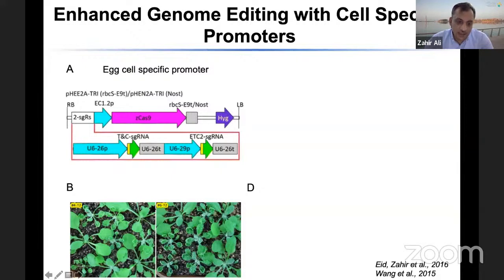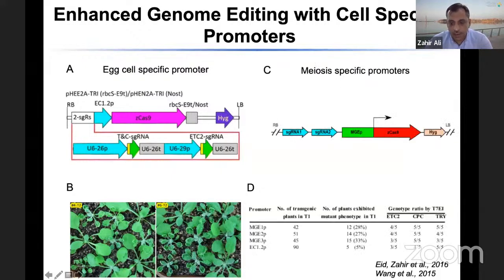But again, the efficiency was very low. So our group also tried to enhance this system, and we used the meiotic specific promoter. This promoter is expressed only in the meiosis. And we were thinking that if you can target the genome at the meiosis, in the next generation you can get directly the mutated plants without going to the T2 and T3 generation. So this system worked very well.